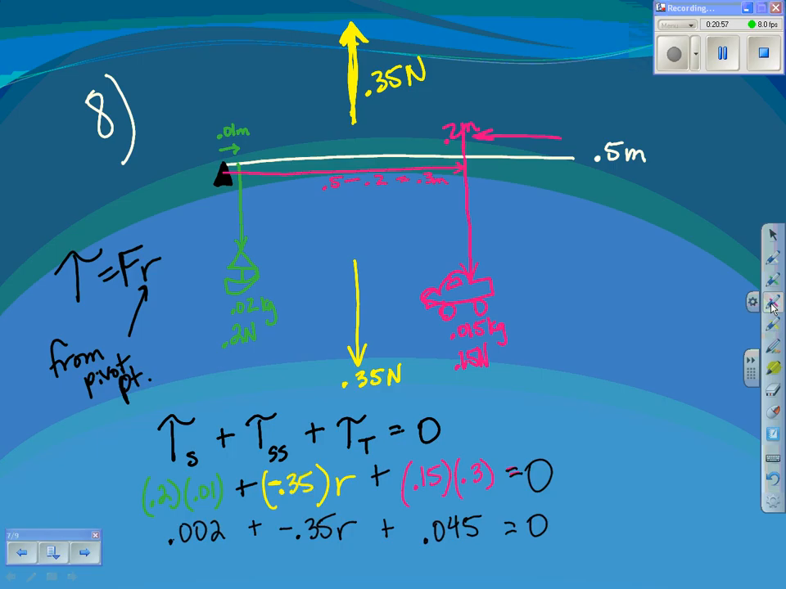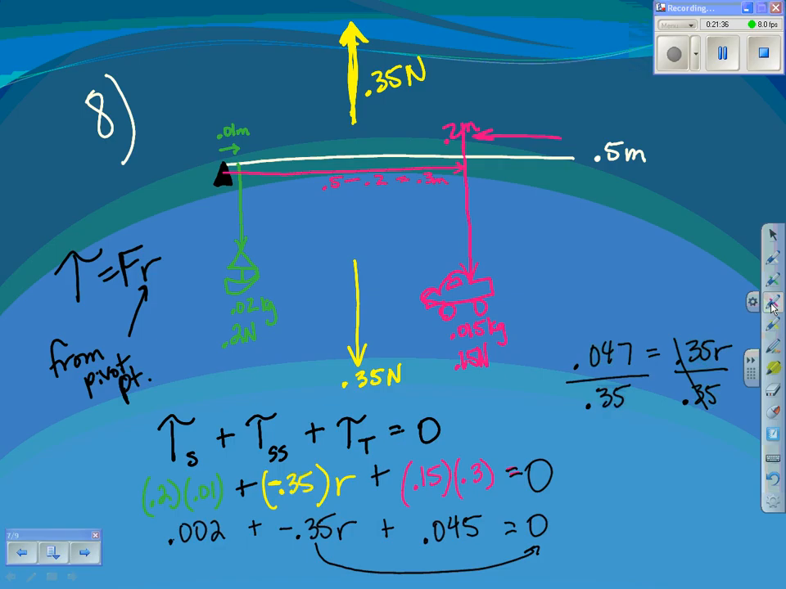Roughly another way to think about this would be, let me do it in my calculator because I don't have any more written on my page. 0.002 plus 0.045 equals 0.047, equals 0.35r. And all I did was move this over here. So I added 0.35r to this side, and whatever you do to one side, you have to do the other. Then to isolate my variable, I have to divide by 0.35 on both sides.